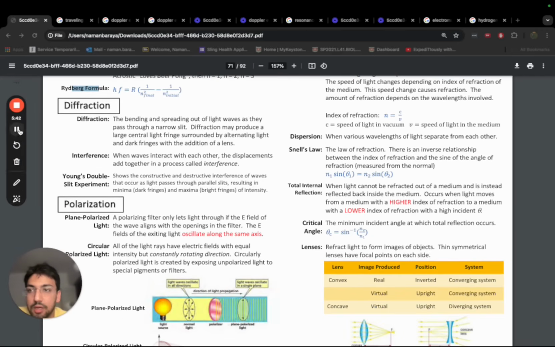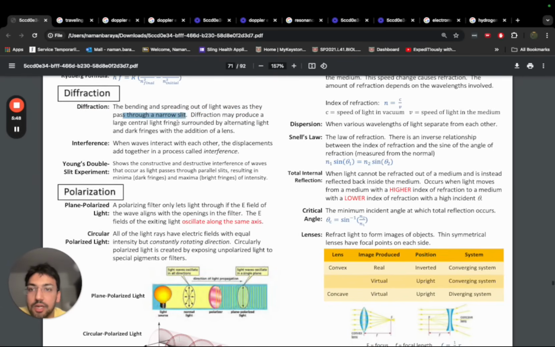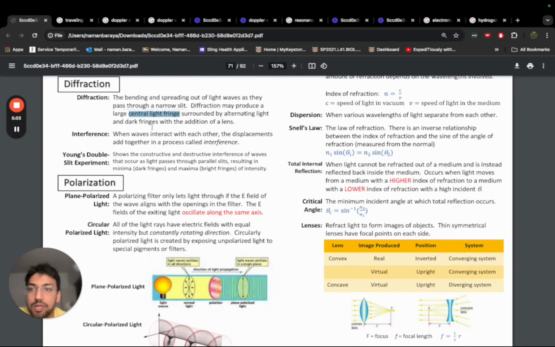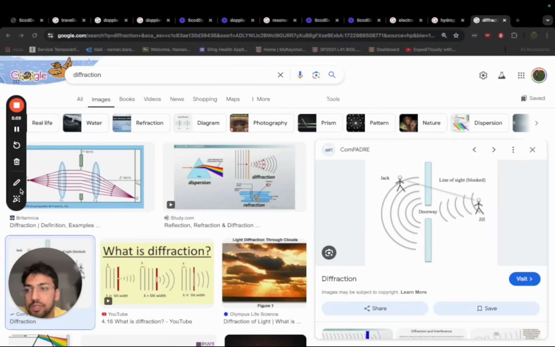Okay, the next thing is diffraction. Diffraction is the bending and spreading of light waves as they pass through a narrow slit. And diffraction can create a large light fringe surrounded by alternating dark fringes and light fringes with the addition of a lens. So it's helpful if I show you an example. This is diffraction over here.